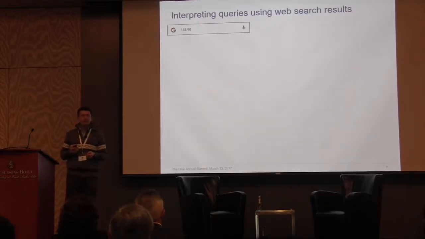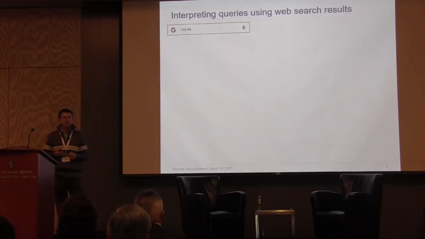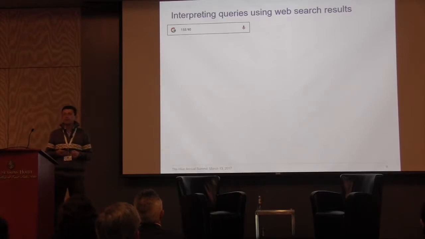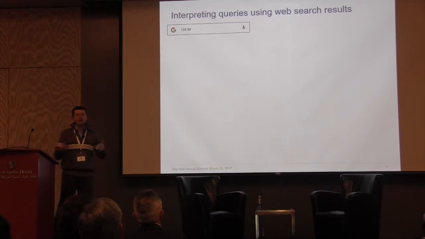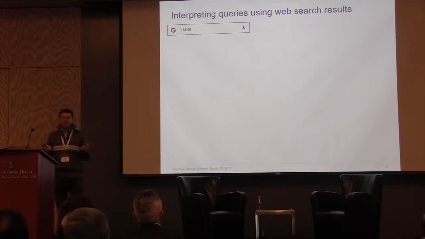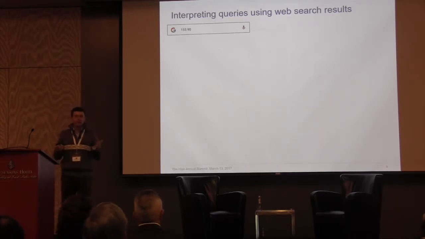And let me briefly explain why we rely on search results to interpret the query. So let me give you a short example. The query I have here is 155.90. Any idea what this might mean? Blood pressure? Any other ideas? Zip code? What else? Cholesterol. And you can continue this list, right? If we're talking about health, it's probably about blood pressure.